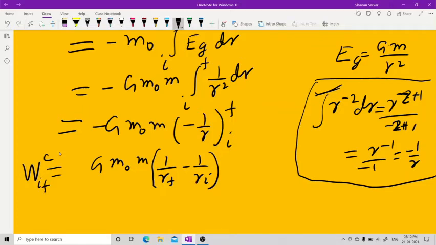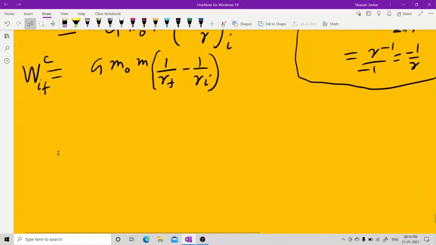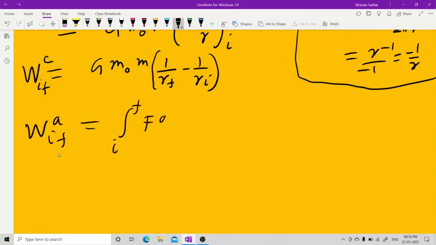Now I will find out the work done by the applied force. See, work done by the applied force from initial to final: I take the integral from initial to final of FA, the applied force, dot DL. Only in place of DS, I'm writing DL.